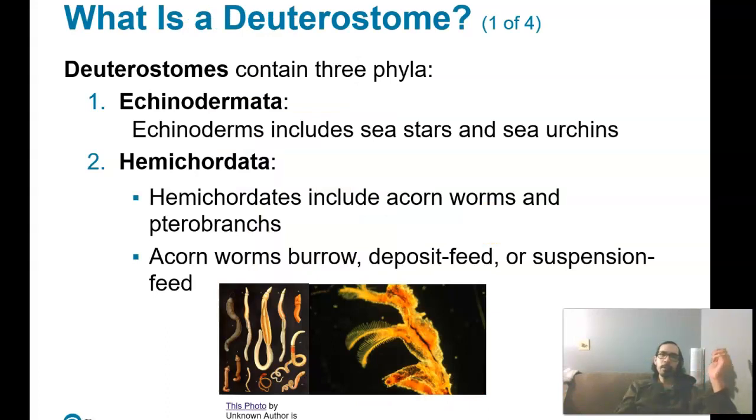Echinoderms include things like sea stars and sea urchins, also sea cucumbers and sand dollars. Hemichordates include things like acorn worms, which are here on the left. So these are animals with worm-like bodies that either deposit feed or suspension feed. And also the pterobranchs, which can also suspension feed.